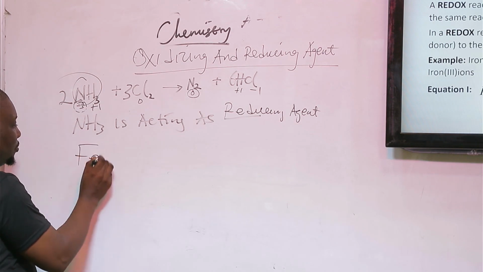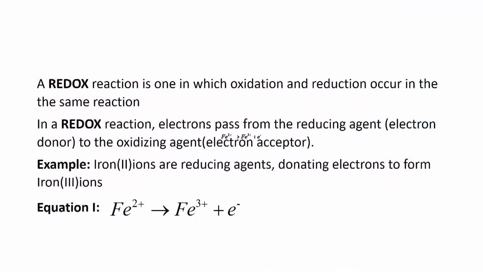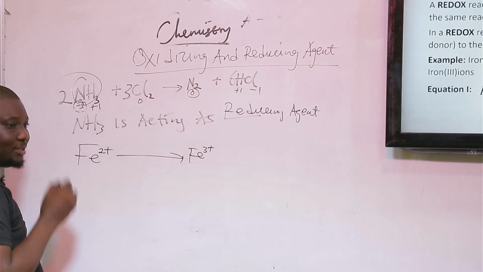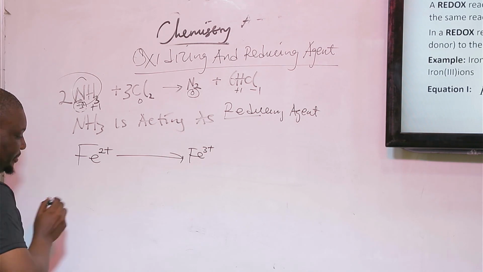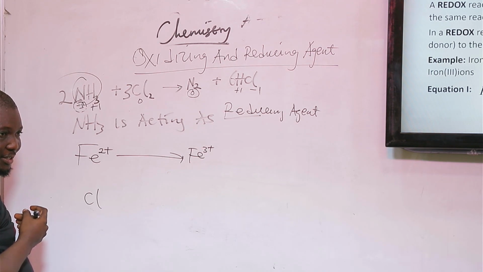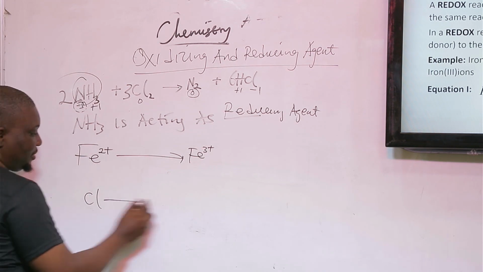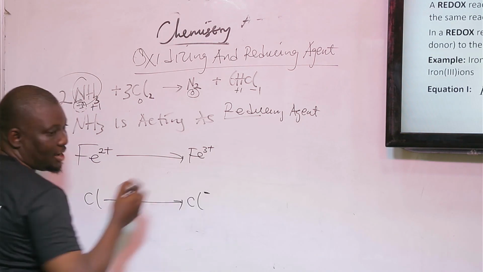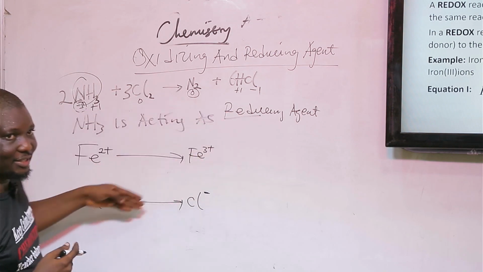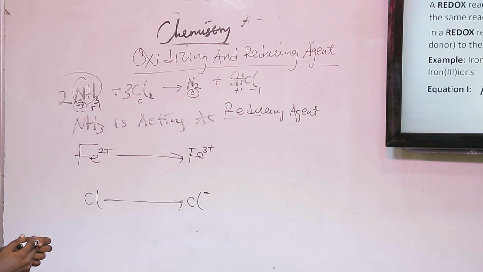Fe2+. Are you with me now? Fe2+ can lose an electron to form Fe3+. Then chlorine can gain an electron from Fe2+ to form what? Chloride ion. These are two equations. One can call this equation 1 and this equation 2. But there's something about this equation that I want us to understand here.